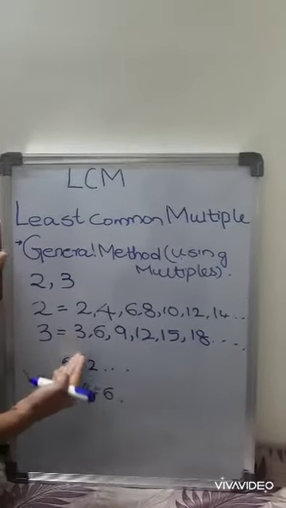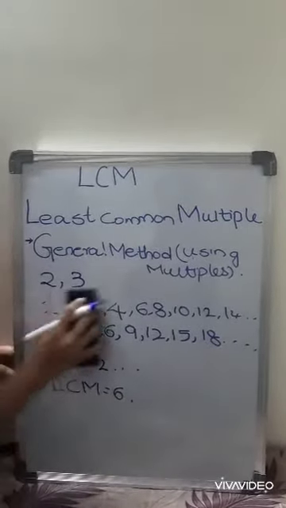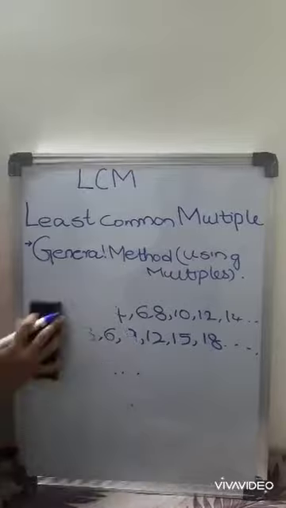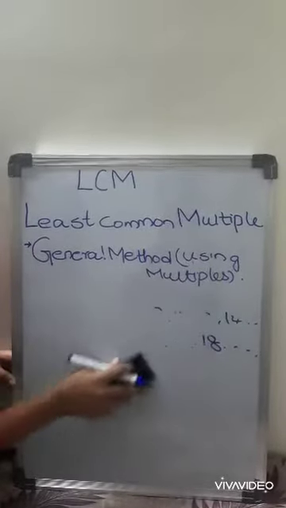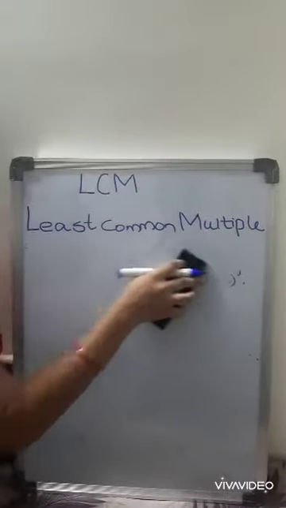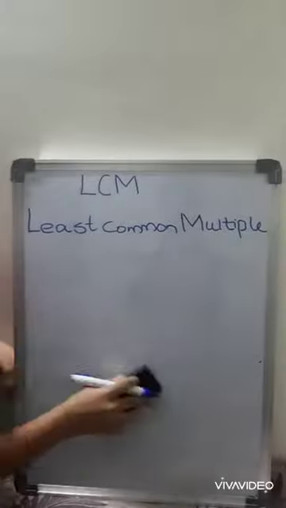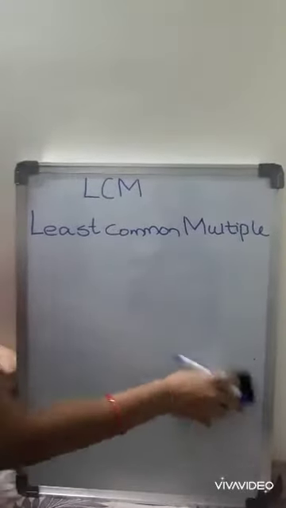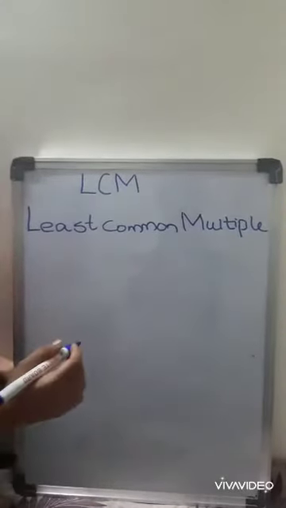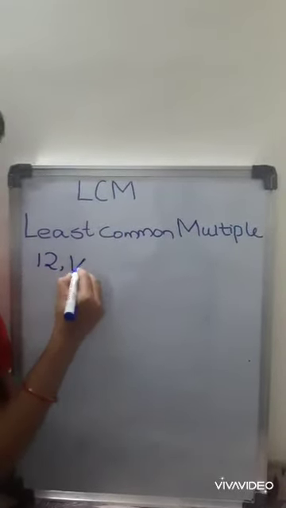And this is the general method of finding LCM, for the smaller numbers. For larger numbers, we will use the prime factorization method to find the LCM. And the prime factorization method is also called the double division method. See, now I have to find the LCM of 12 and 14, for example.